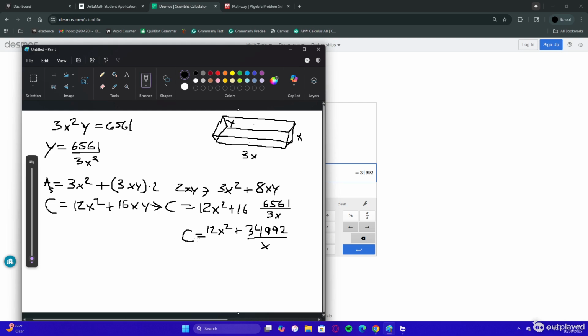And now we can do the derivative of that, so c prime would be equal to 24x plus, and this is negative, so it'd be negative 34,992 over x squared. And now we can solve for our critical points.